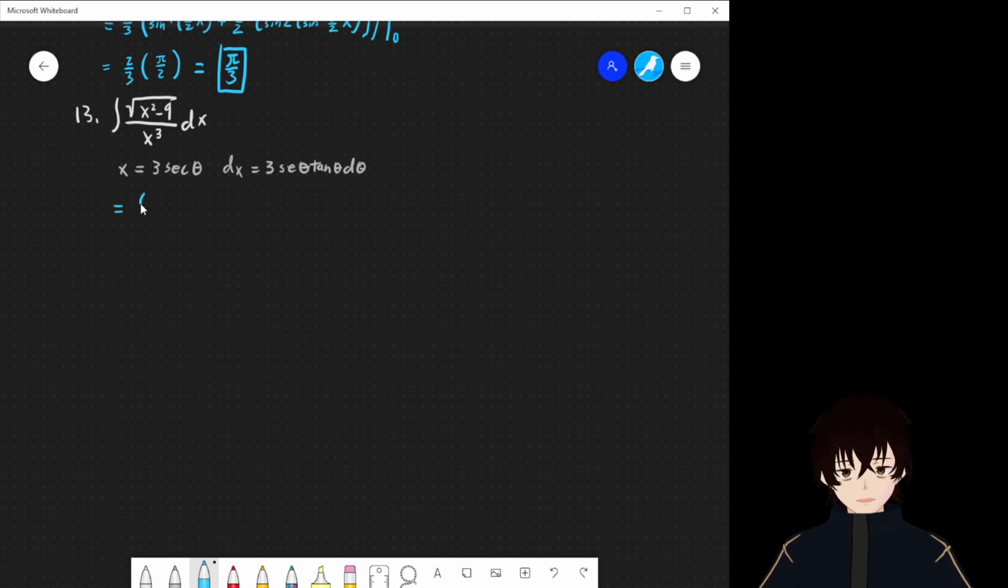Our integral will be equal to the square root of 3 squared secant squared theta minus 3 squared over, draw a straight line please, 27 secant cubed theta tangent cubed theta d theta.